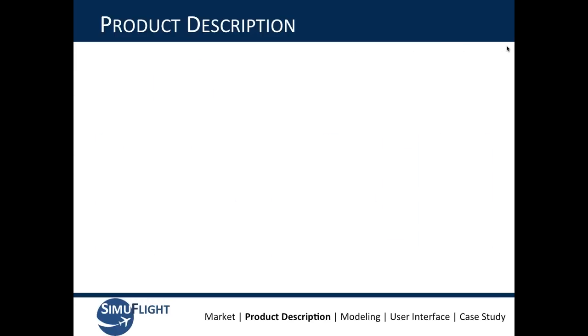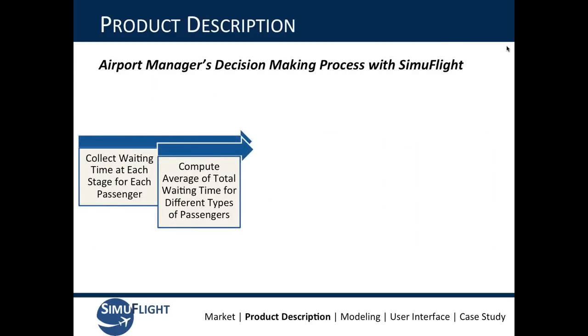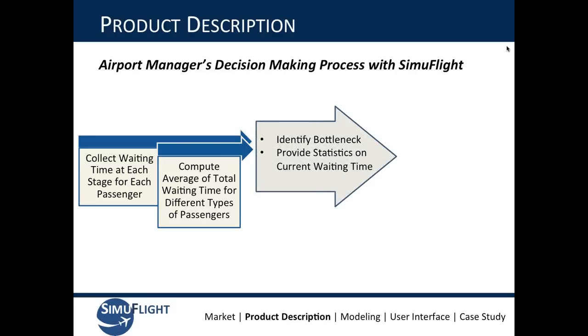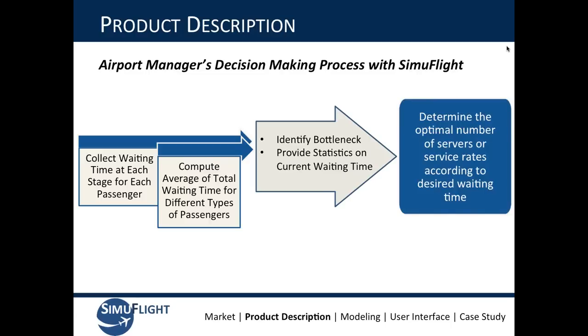SimuFlight is a comprehensive software package that provides solutions for both of these problems in order to achieve this goal. SimuFlight does this by collecting waiting time at each stage for each passenger and computing the average total waiting time for different types of passengers. Then, for type 1 problems, it identifies the bottleneck in the system by utilizing the user interface. And for type 2 problems, it provides statistics on current waiting time for passengers. These solutions allow managers to determine the number of servers and the service rates according to the desired lower waiting time. Now, we'll go over the process modeling.